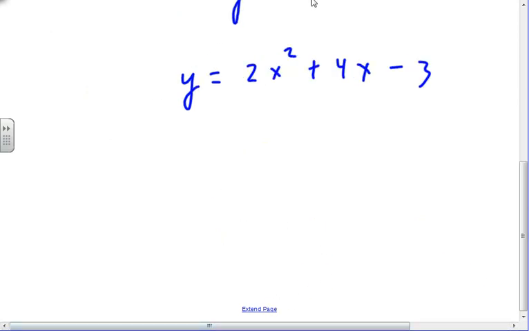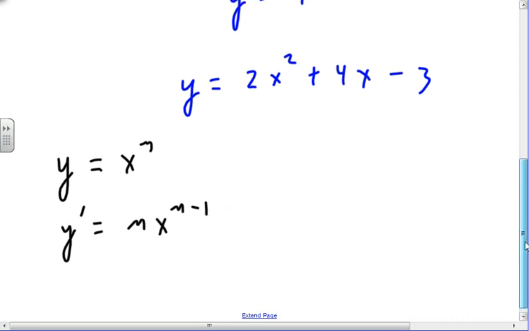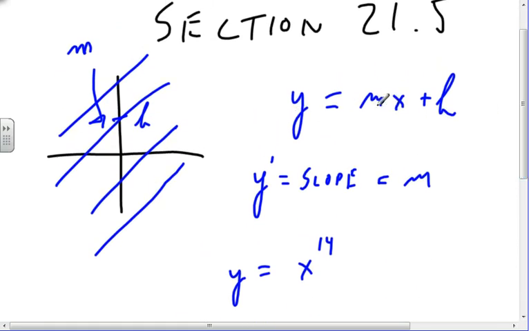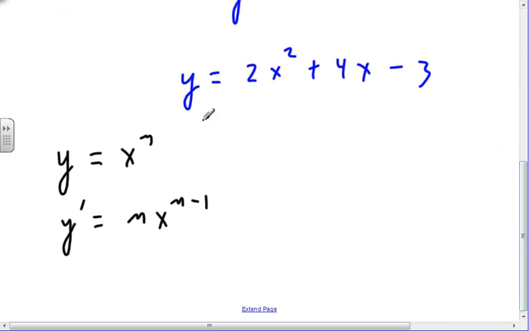So we have a rule when all else fails, and it says if y is equal to x to the n, then y prime is going to be n x to the n minus 1. And if I come back up to this equation, m x to the n minus 1, that's x to the 0, so that'd just be an m, right? And the derivative of the constant goes away. So now I can use that rule and say y prime is 4x plus 4.